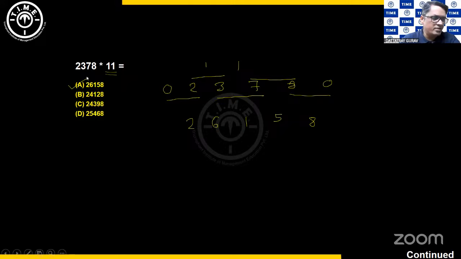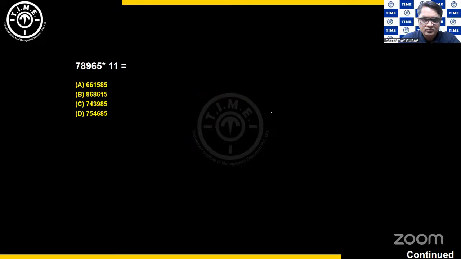So I can say the second method is much better than the first method. Is it okay? Second method is much better than method number 1. So let's take the next question now. This is a method we can apply when multiplying by 11. Try to work on this question now: 78965 multiply by 11. Apply the same concept.